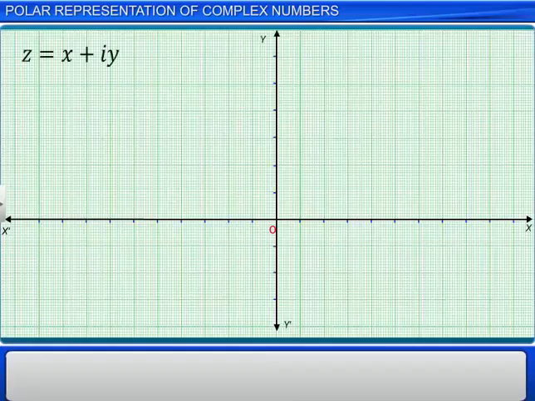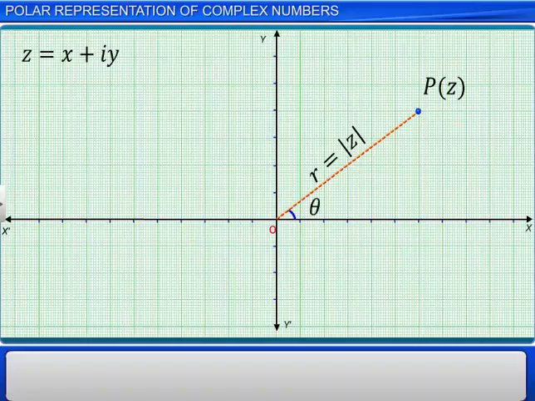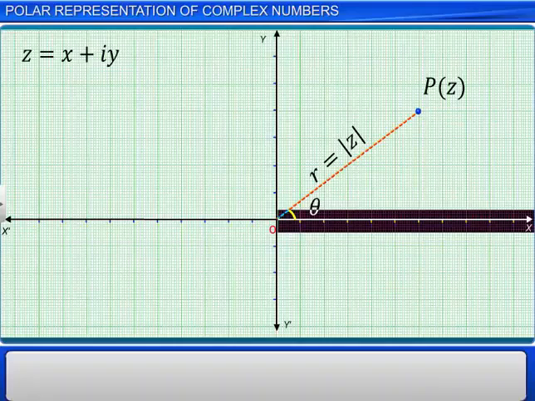We know that complex number z equal to x plus iy can be uniquely located in an xy plane by locating the ordered pair (x, y). Let's draw a line joining point P and the origin. Let the length of the directed line OP be r, which is equal to the modulus of the complex number z. Let theta be the angle that OP makes with the positive direction of the x-axis.